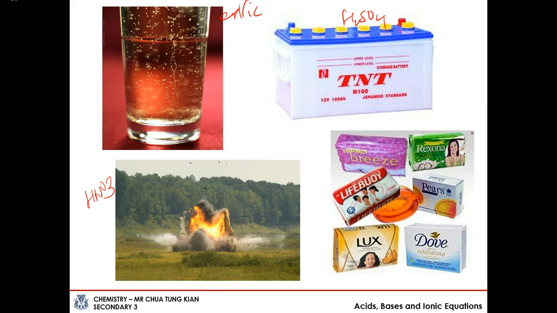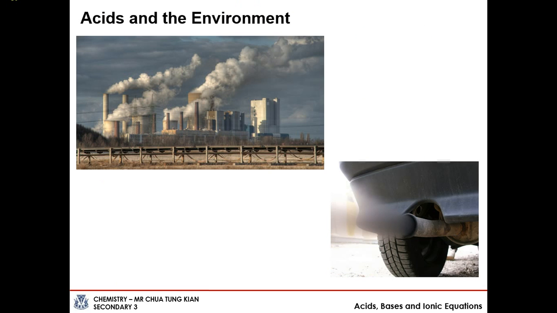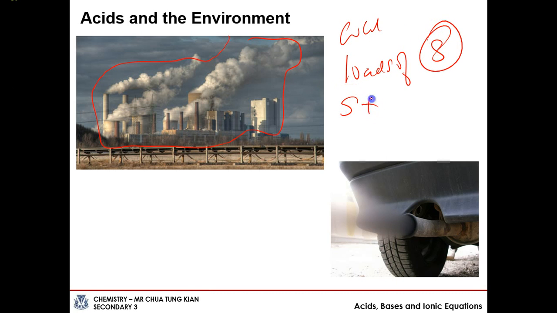So these are useful uses of acids. But are there not useful uses of acids, or harm which acids can cause? Yes, of course. So acids in the environment. For example, take a look at this. This is a power station which burns coal. Coal contains loads of sulfur, and when you have loads of sulfur burning in oxygen, you get sulfur dioxide, and sulfur dioxide can dissolve in water in the rain to give us acid rain.